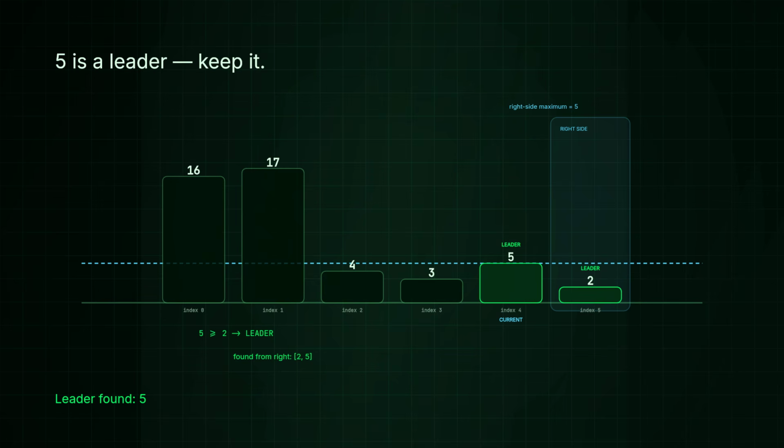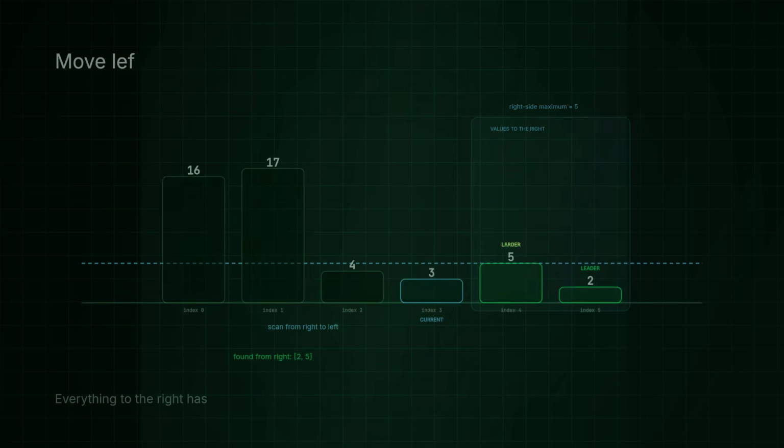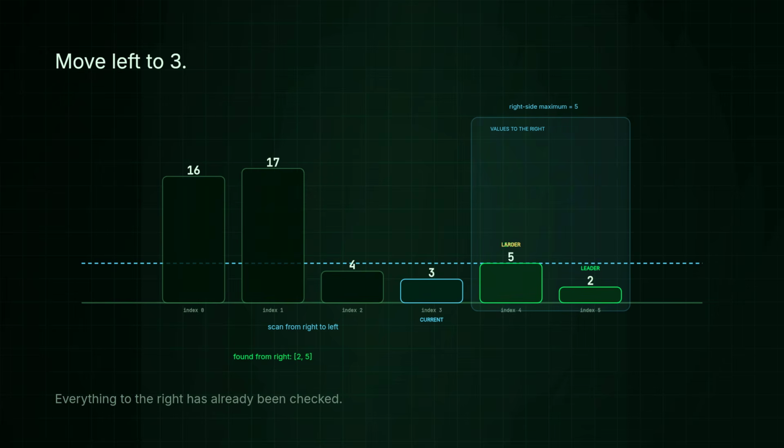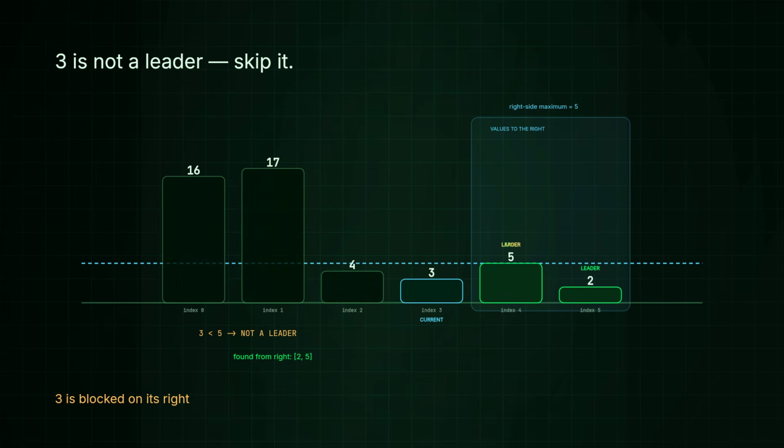Move one position left and consider 3. Everything to its right has already been checked. The largest value already seen on the right is 5. Compare 3 with 5. 3 is smaller than 5. A larger value exists to its right, so 3 is not a leader.